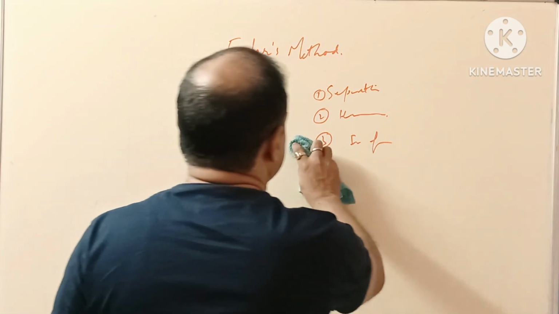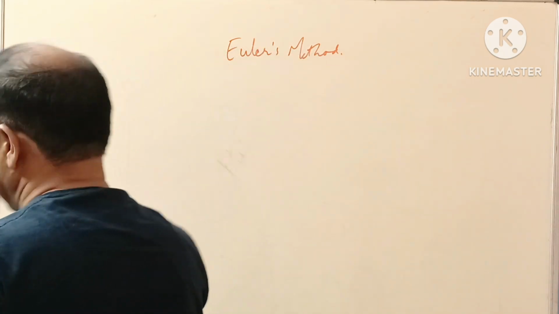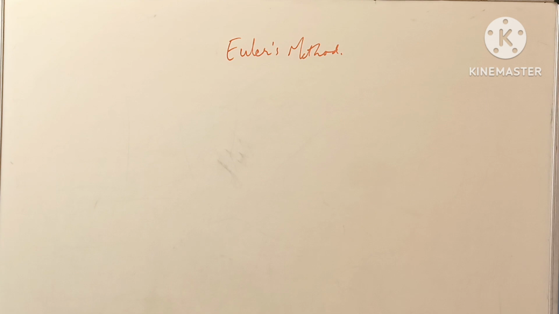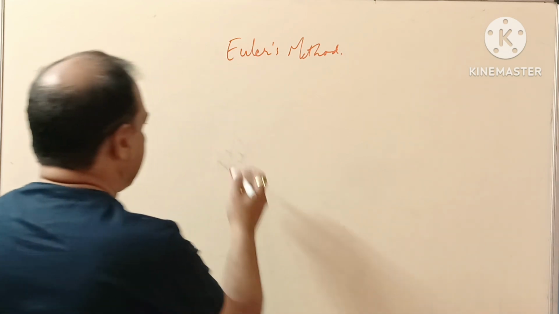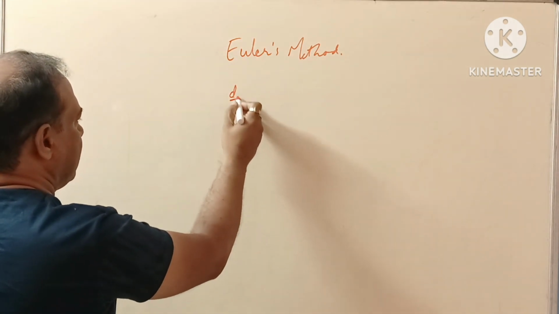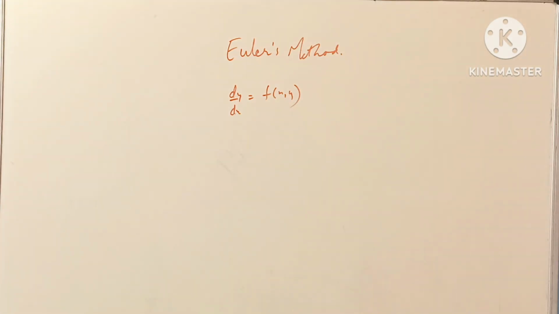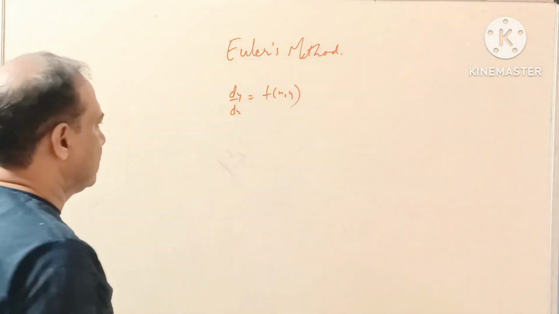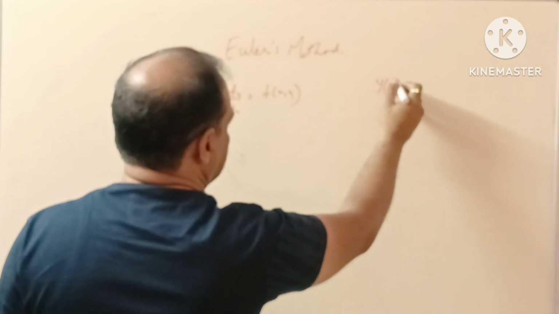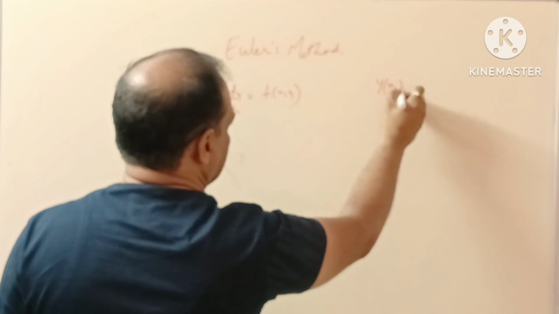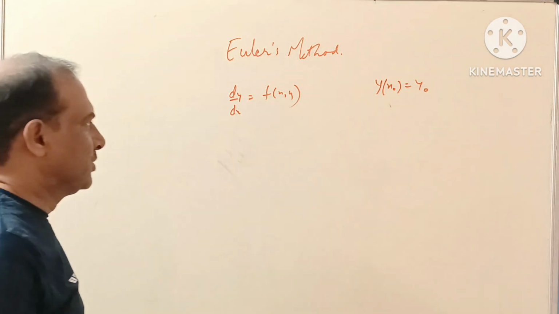What is the geometrical meaning of Euler's method? Before doing the numericals, before doing the questions, I just want to go with this. Let there be a differential equation of first order in the form dy/dx = f(x, y), and we know that y(x naught) = y naught. The first point is x naught, y naught.